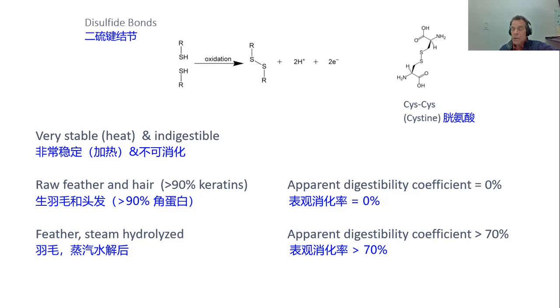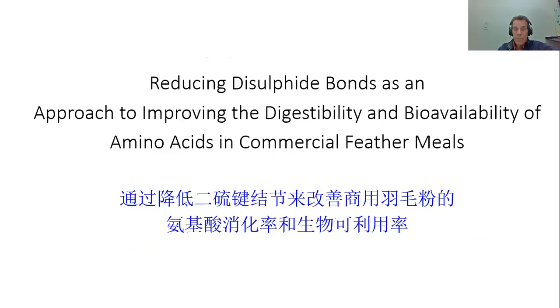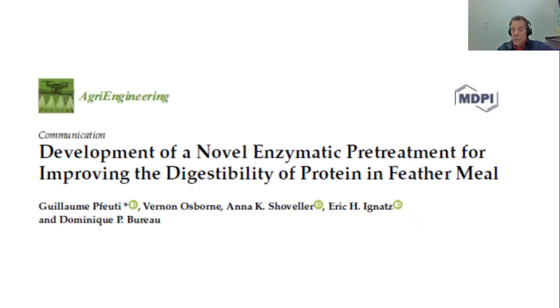Why? It's because the steam hydrolysis breaks the disulfide bonds. Now, when you purchase feather meal, there's still some residual disulfide bonds present in it. The steam hydrolysis does not completely destroy all the disulfide bonds, and some disulfide bonds may actually be recreated during the processing and drying. So we were interested in understanding what impact the disulfide bonds present in the feather meal could have, and if we could do something about it. The first step was to try to destroy these remaining disulfide bonds.